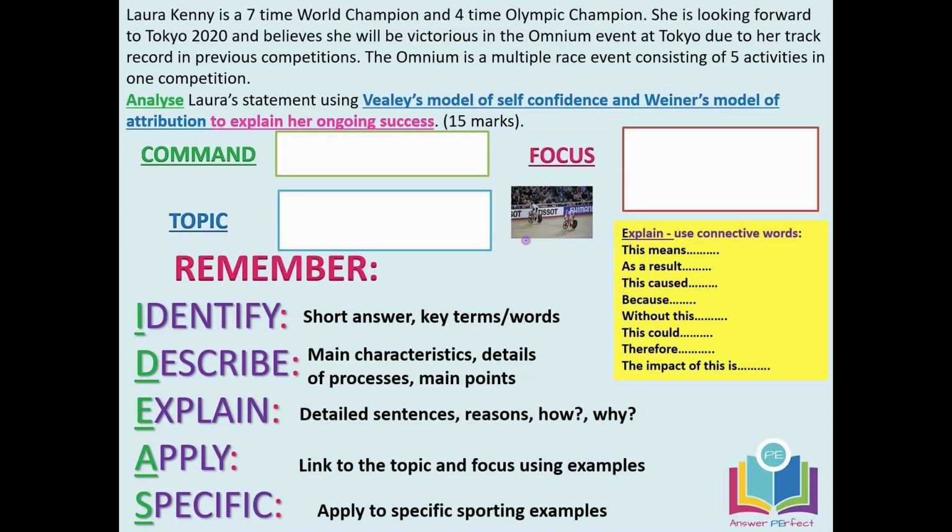So our command word is analyse. Our topic areas are Vealey's model of self-confidence and Weiner's attribution theory. And the focus area is all about Laura Kenny's success in her event. We start with our AO1, which is our identify and describe. Then we move on to our AO2, which is our applying of our specific examples. And AO3, which is where we explain, we give those reasons. We analyse. Remember, use these connective words to make sure that your continuous prose links together.